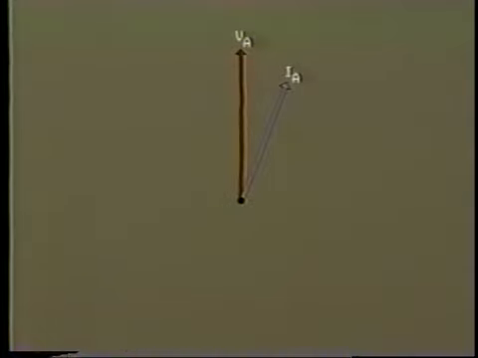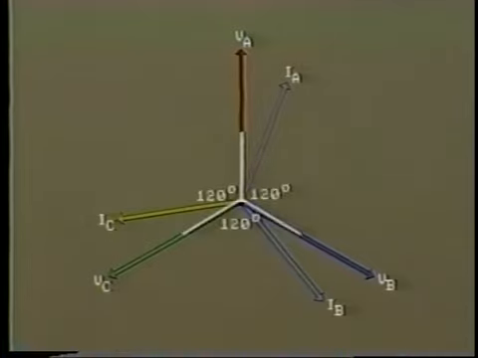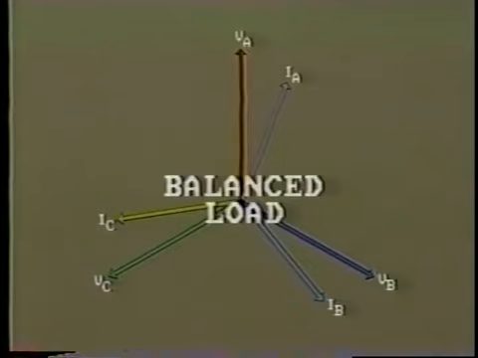Here, we're looking at voltage and current in one phase only. When we add the other two phases, the phasor diagram will look like this. We can see that it is a perfectly balanced system. There is 120 degrees displacement between the voltages of phases A, B, and C. Also, the magnitudes of voltages and currents are the same, and the phase angle between voltage and current is the same in each phase, so we have a balanced load.